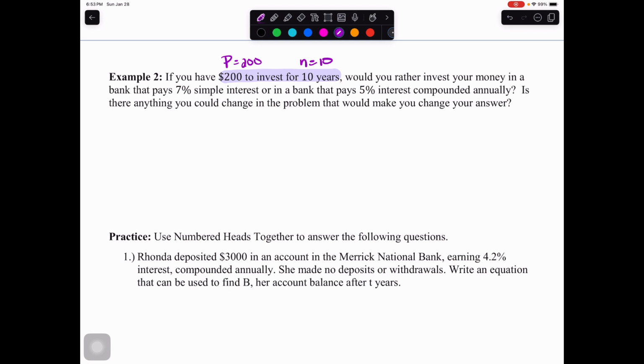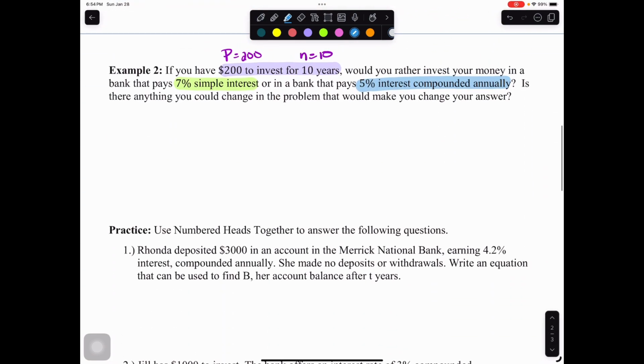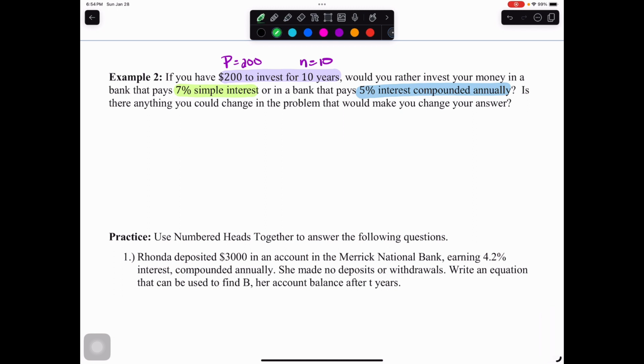Now, it's saying, would you rather invest your money in a bank that pays 7% simple interest? So that's option 1. Or would you rather go to a bank that pays 5% interest compounded annually? Is there anything you could change in the problem that would make you change your answer? So we're going to take a look at this, and this will allow us to review simple interest and talk about our new compounded annually interest at the same time. So let's start with the bank that is simple interest.